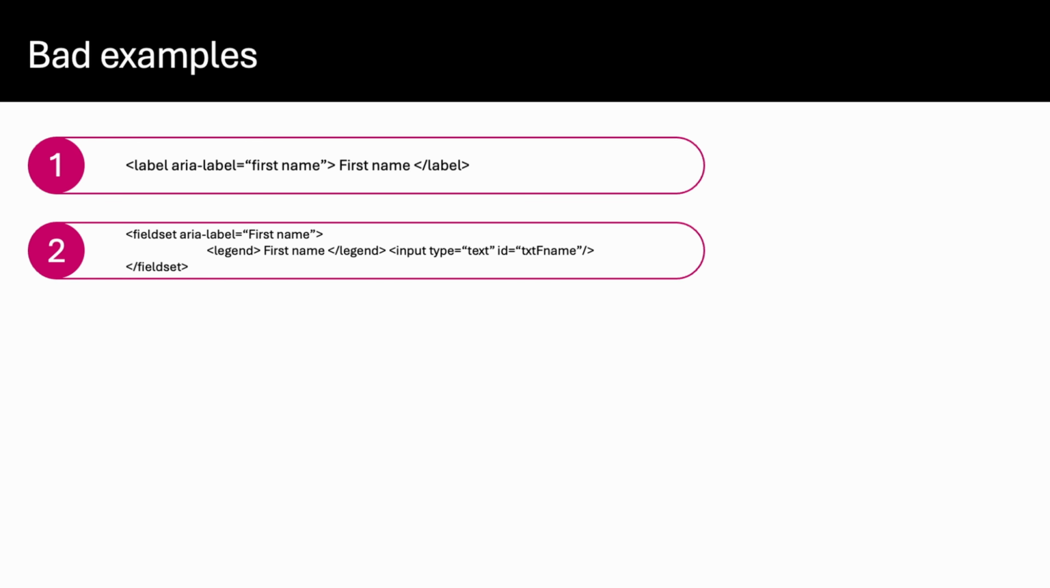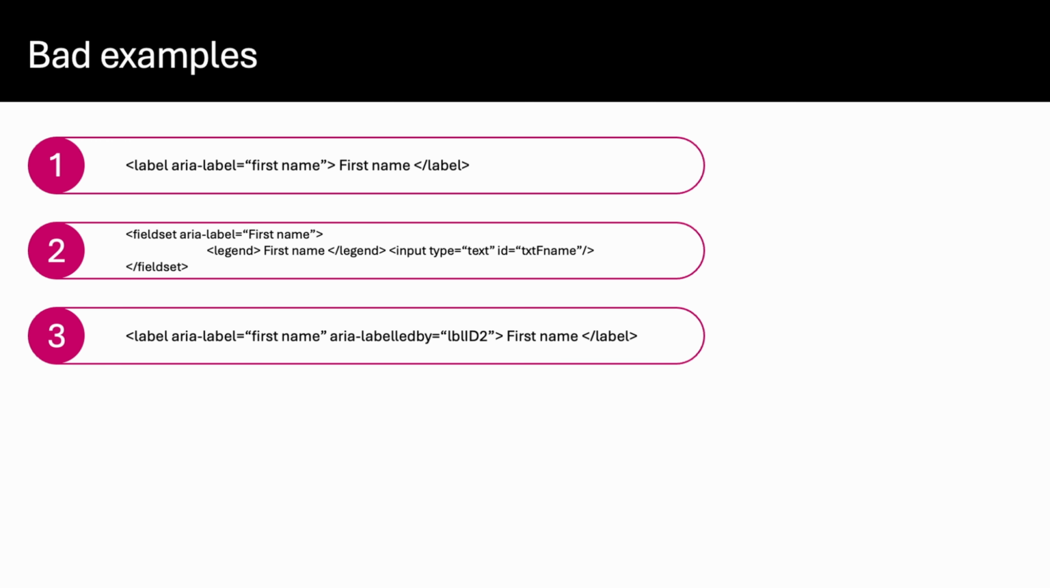Second, putting aria-label on a fieldset when the legend already provides the group label. Third, using aria-label and aria-labelledby together, which creates a conflict of intent. This signals that your developer is not aware of using ARIA and they are randomly using ARIA attributes.